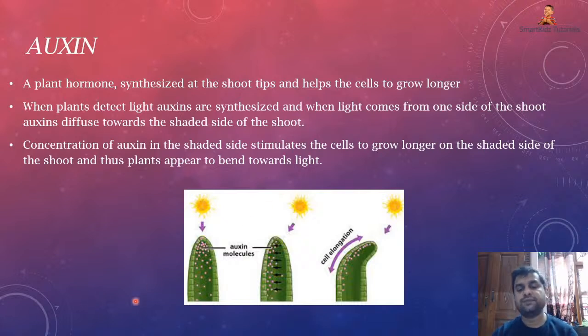What happens is, these auxins are found at the tips of the shoots, and they are light sensitive, which means that if light falls at a particular angle and a particular side is not receiving sufficient light, then these hormones concentrate at that end, stimulating growth on the shaded side, and it appears as if the shoot is bending towards the light.